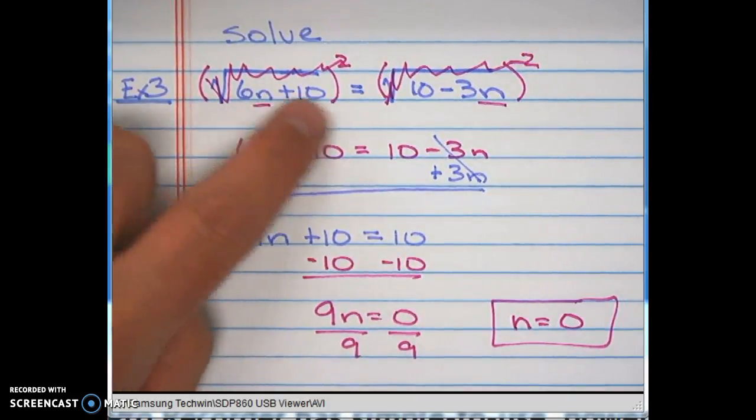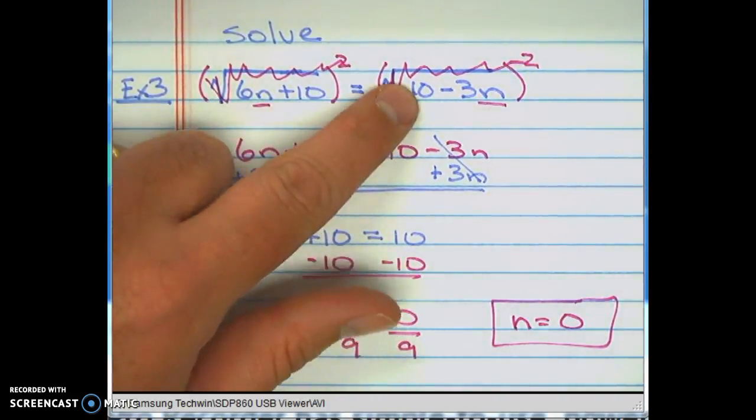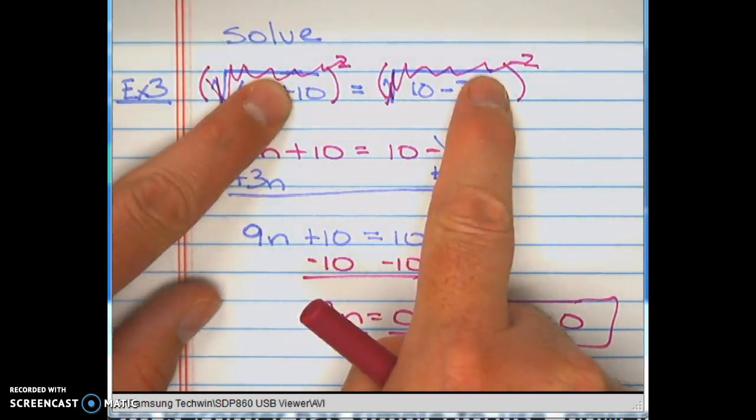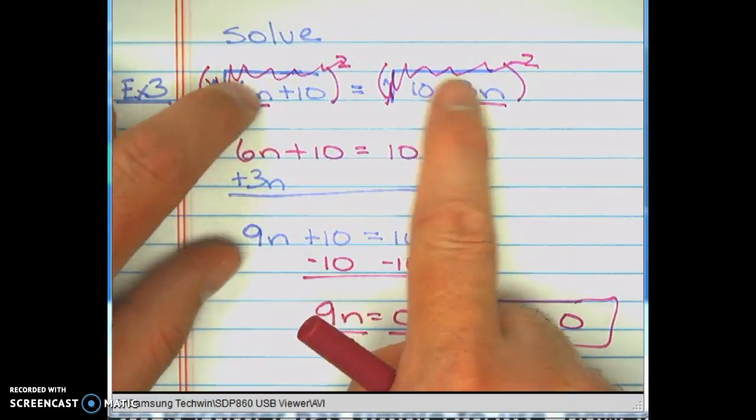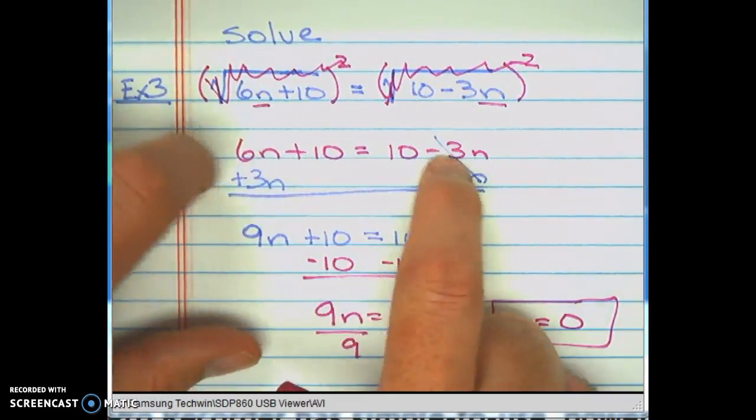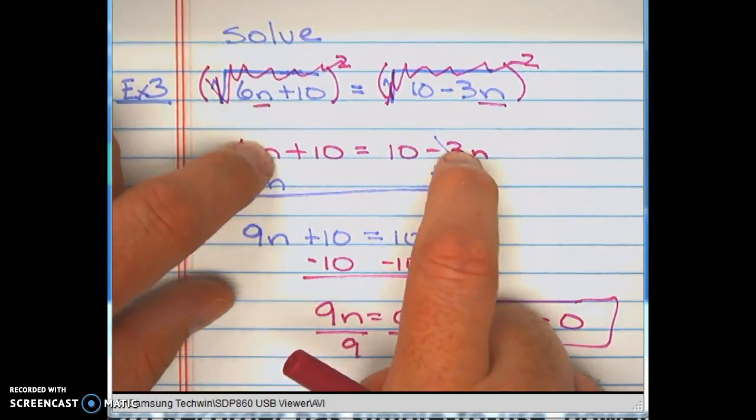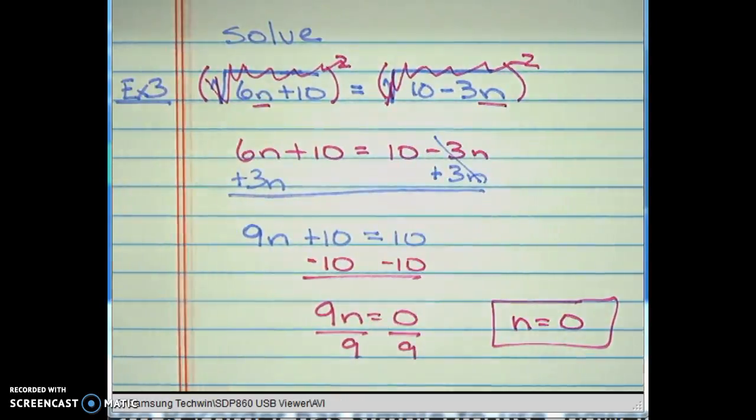6 times 0 plus 10 would have given me the square root of 10. On this side, 10 minus 3 times 0 is also 10. And so the square root of 10 is indeed equal to the square root of 10, and I know I got the correct answer. So to go back, if you have square roots on both sides, just start by squaring them both. Basically you're just ignoring the square roots, because if they're both being square rooted, the things under the square root have to be equal in order for the original to be equal.